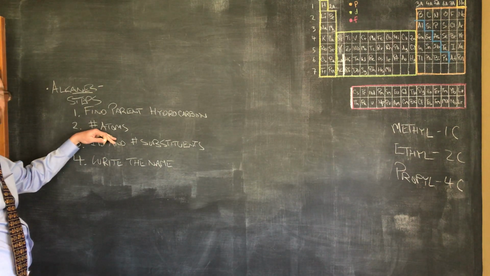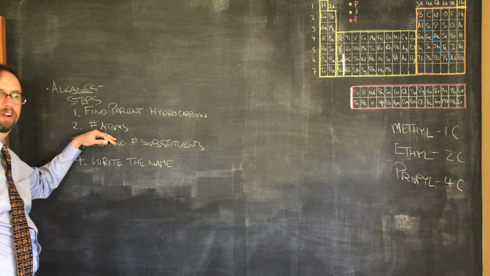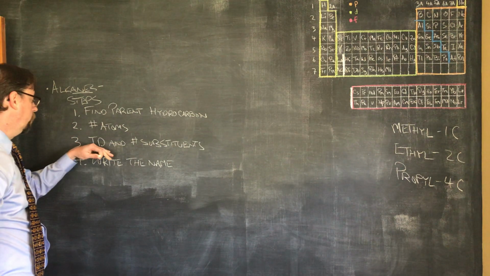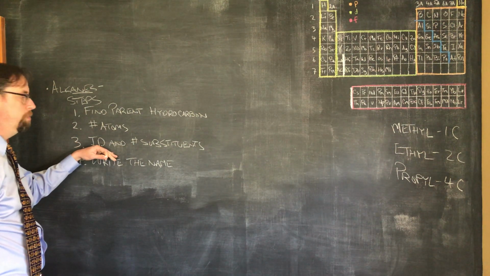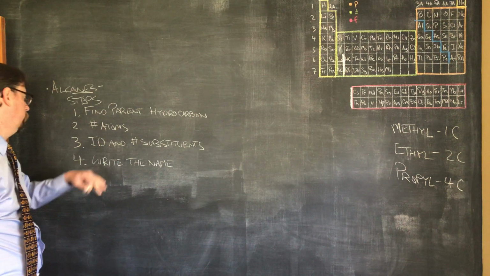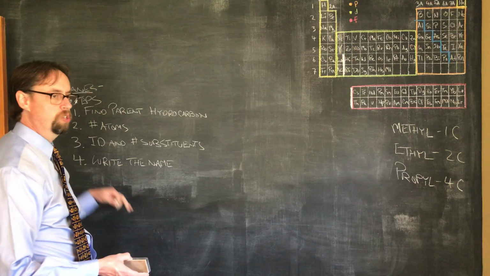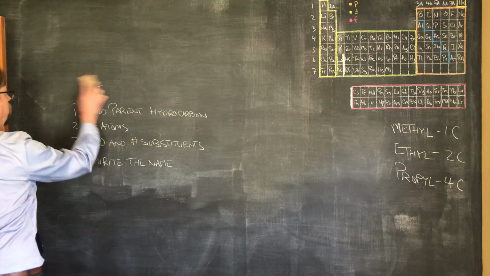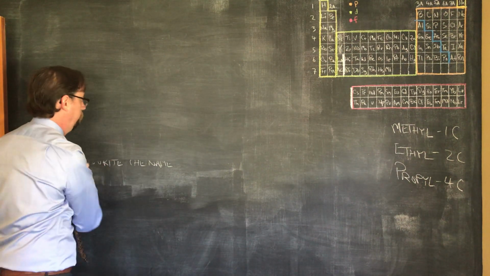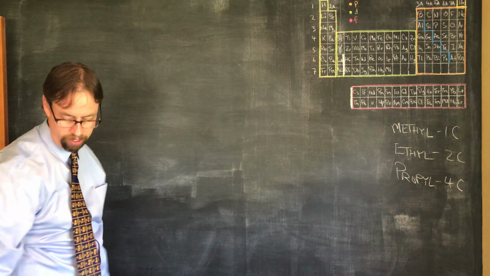We're going to number the atoms, 1, 2, 3, 4, 5, 6, etc. We're going to identify and number any branches or substituents that come off. Then we're going to write the name. Now, if we had a complex substituent, there's a last step naming that, but we're not going to look at that. So let's just look at a couple examples. I think that's the best way to proceed here.